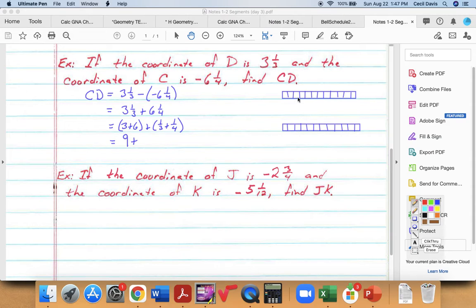Now, the original one was 1 piece out of 3. That was originally right here. So now I don't have just 1/3. I had 1/3, but that's equal to 4 pieces out of 12.